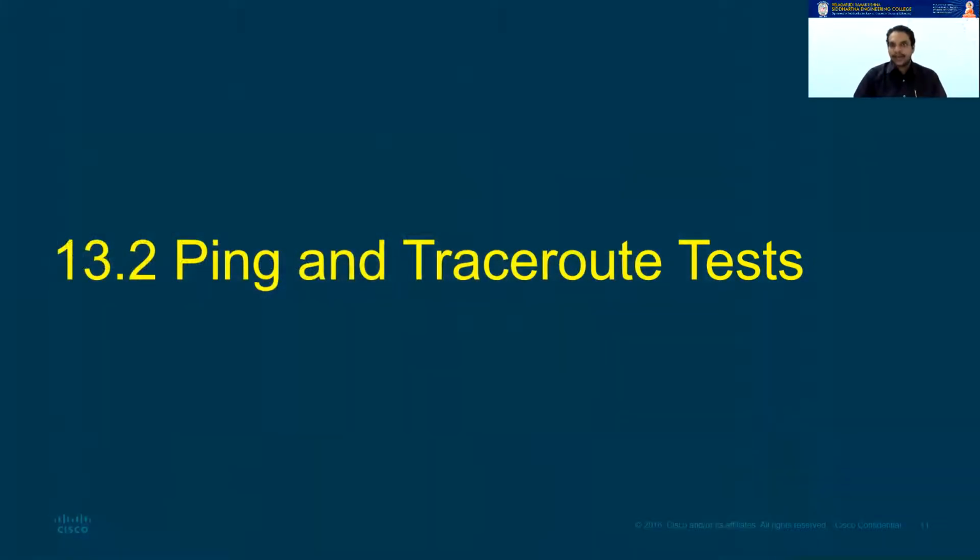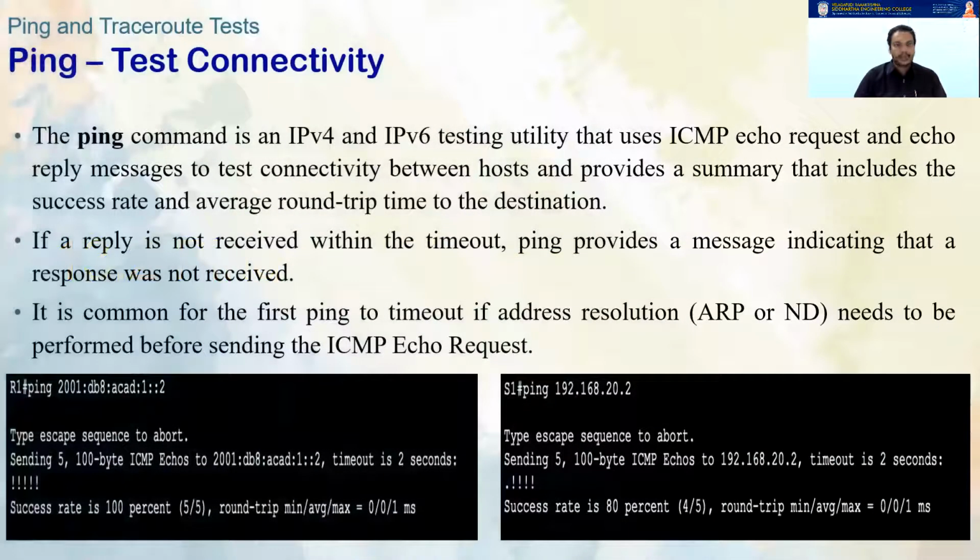Let's go to the next part of our module, how to use the ping and traceroute utilities. What type of functionality can we do here? The first thing is that the ping command is an IPv4 and IPv6 testing utility that uses the ICMP echo request and echo reply messages.